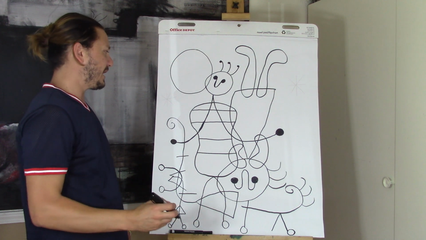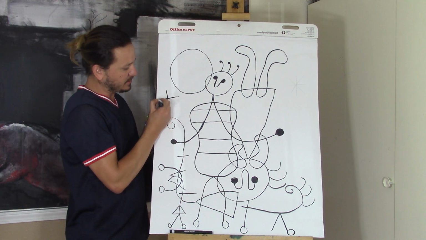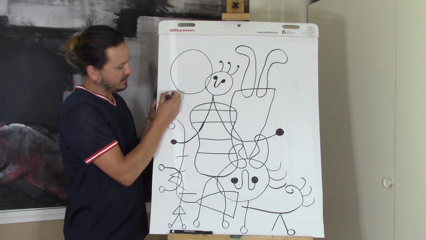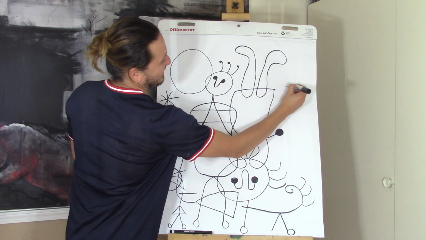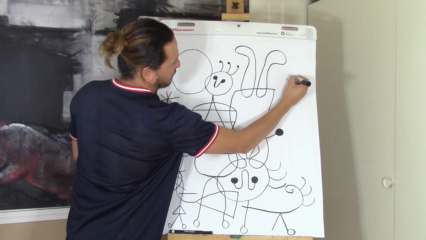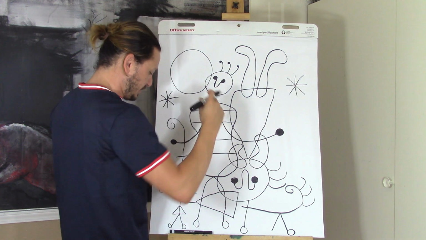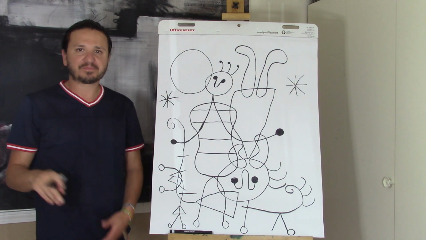And the last thing we're going to add are these very difficult to make stars. So pay close attention. This was also something that's very prevalent in his work, these star shapes he had. So that was super easy, right?